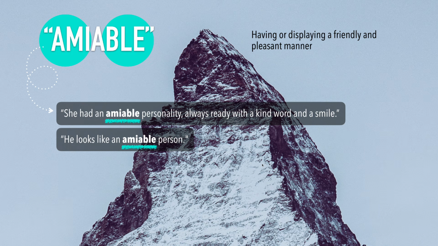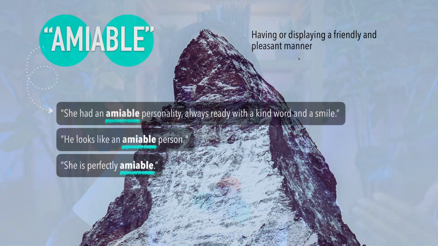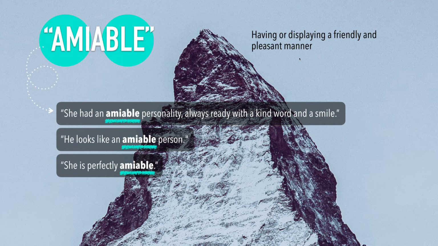Our second example sentence. He looks like an amiable person. Again, he looks like a friendly person. He looks like a pleasant person. And finally, she is perfectly amiable. She is perfectly friendly. She is so pleasant. Once again, she is perfectly amiable. You got it, right? So now you understand this term amiable and how to use it in real life.